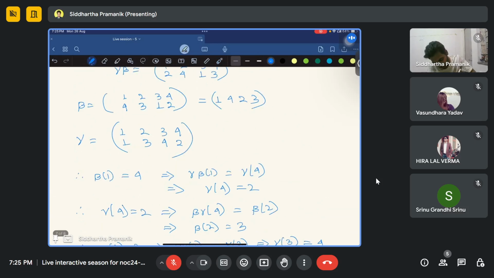And what is gamma? It is just 1 is fixed here, so we don't need to write 1. So let's start with 2. So 2 goes to 3. 3 goes to 4. Yes. So 4 goes to 2. So we can close the bracket. So this is the final answer.